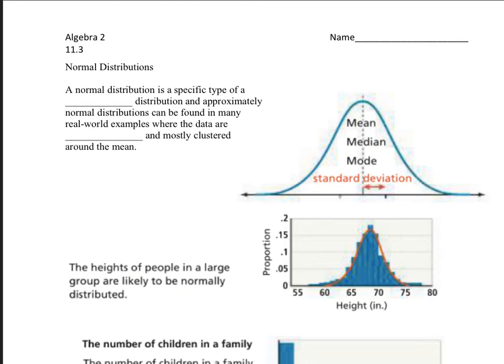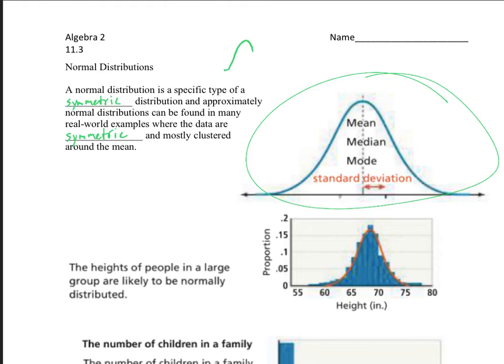And then we really like to look at a normal distribution. A normal distribution is a specific type of a symmetric distribution. And approximately normal distributions can be found in many real-world examples where the data are symmetric and mostly clustered around the mean. So this one right here is an example of a normal distribution. Let's look symmetric. Now remember, symmetric doesn't have to look like this. Symmetric just means the same on both sides.